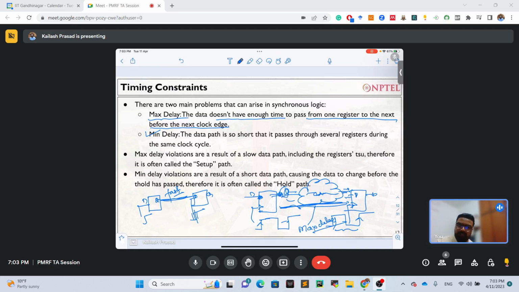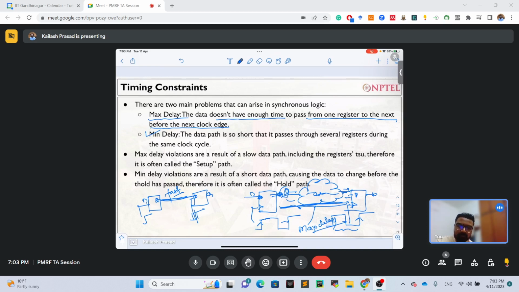So in the first case, the data is not reaching, so that's the max delay constraint. In the second case, the data is reaching earlier than expected. It was too fast, so the hold time violation will be there.